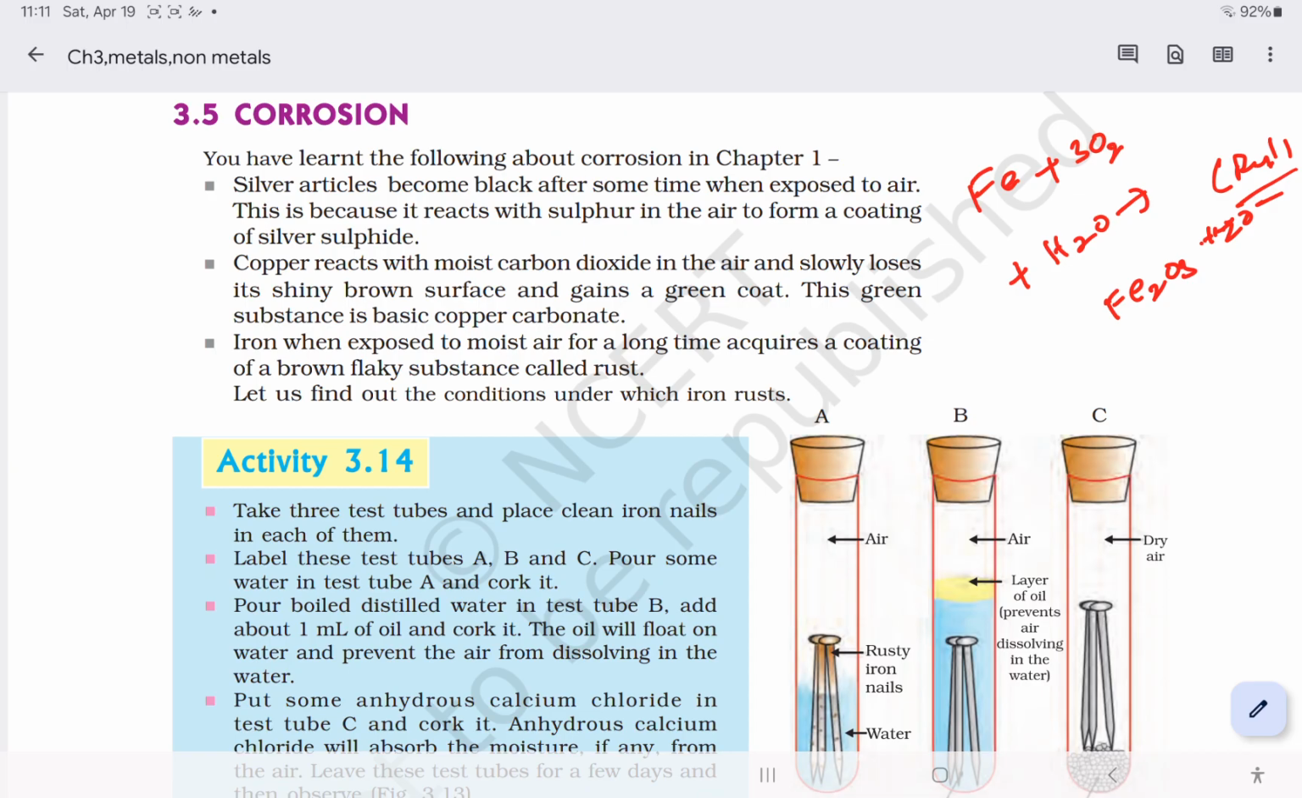Other examples: copper turns green due to the formation of basic copper carbonate, and silver turns black due to the formation of silver sulfide, right? You regularly observe these reactions in our houses. If you leave a copper vessel with a little bit of water, you can observe that green color on the copper vessel, which is copper carbonate formed. Similarly, on silver vessels you observe a black coat, which is due to the formation of silver sulfide.